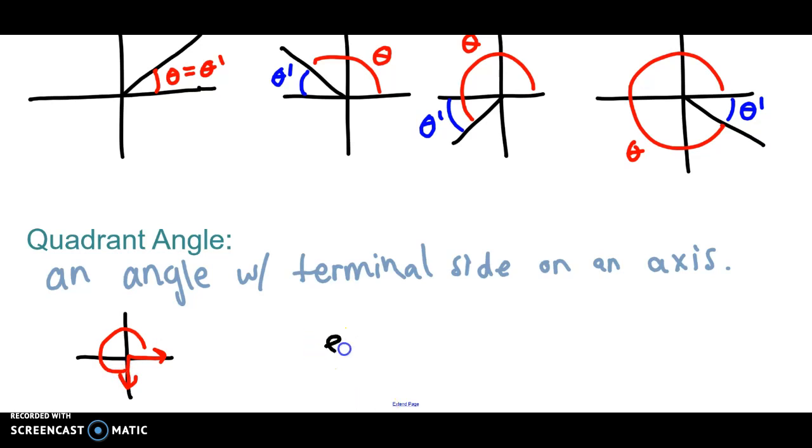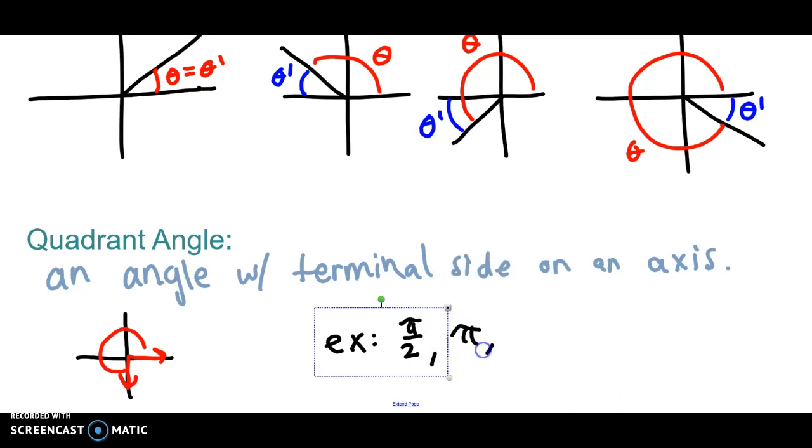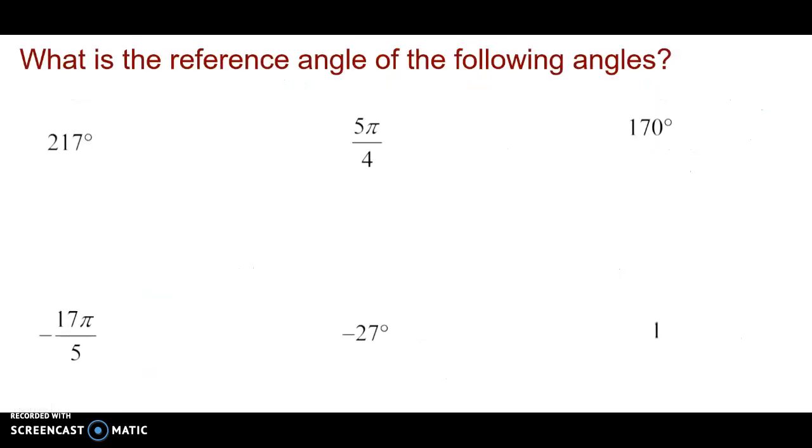So for example, just so we have some ideas, pi over 2 is a quadrant angle. Pi is a quadrant angle. 20 pi, 720 degrees, etc., right? So let's play around with some examples here. It says, what is the reference angle of the following angles? It might help you to draw a picture to help you visualize this. So let's have you guys try these, and then we'll check our answers.